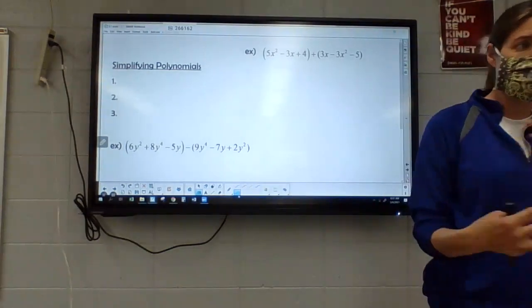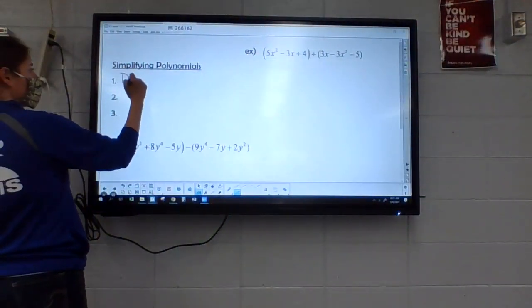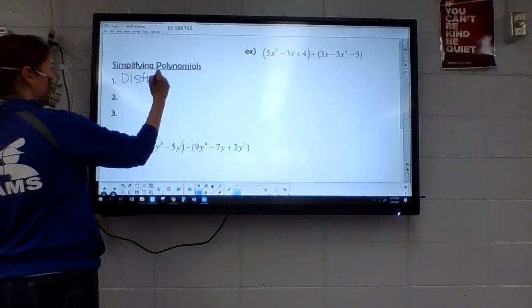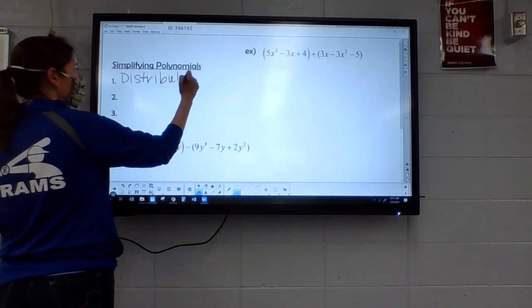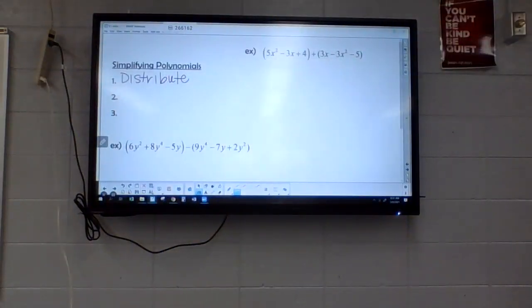terms. Now, today there won't be much distributing to do. It'll mostly just be a sign. So if we need to, we're going to distribute. But if you look at the first example up here, the two are adding, so there's nothing really to distribute. It's like distributing a positive 1, which really doesn't change it at all. So since the parentheses really aren't even necessary in this case, we're just going to combine like terms.